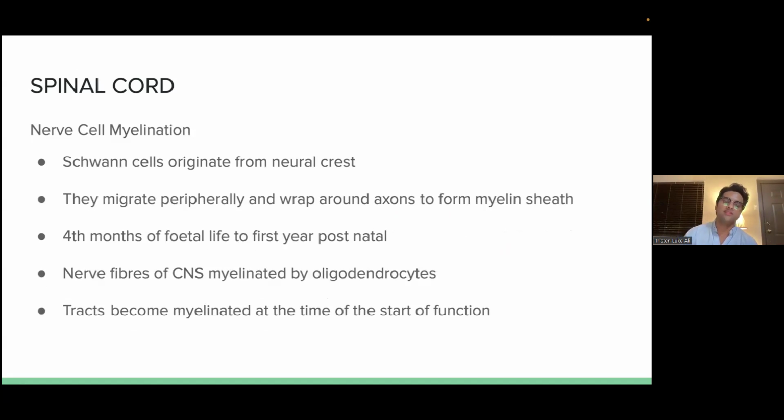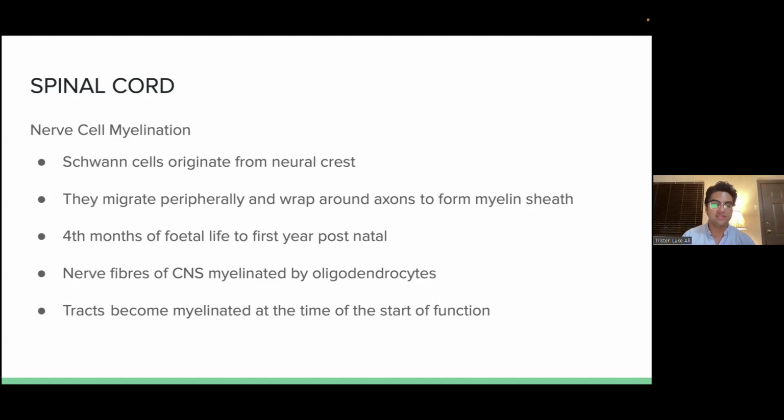We can now discuss nerve cell myelination. Of interest are the Schwann cells, which originate from our neural crest. They migrate peripherally and wrap around axons to form the myelin sheath. I think we can all visualize that process. This occurs from the fourth month of fetal life to the first year postnatal.